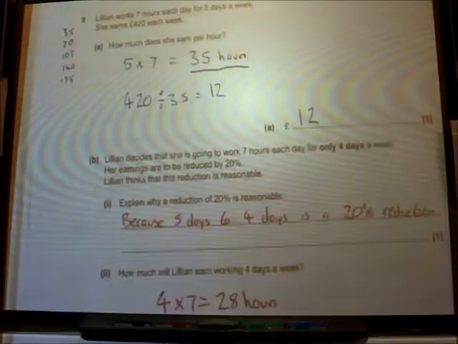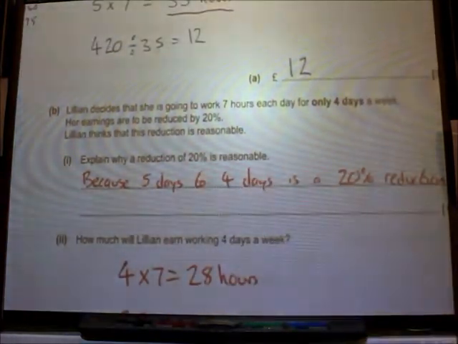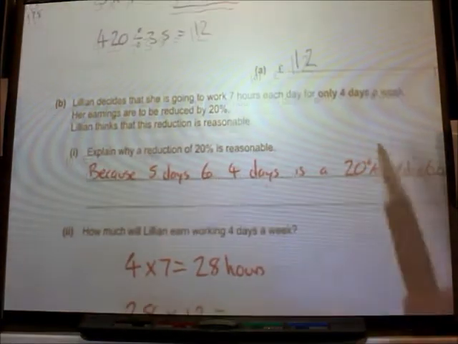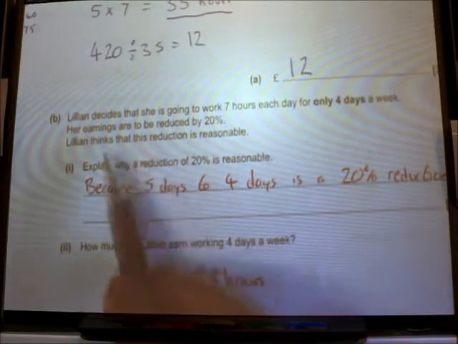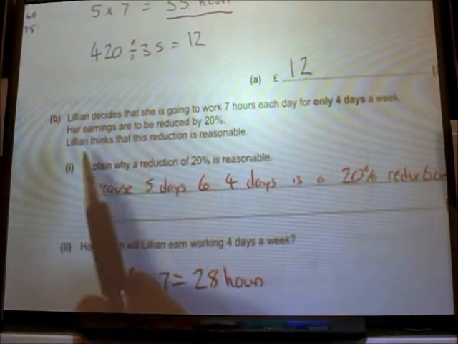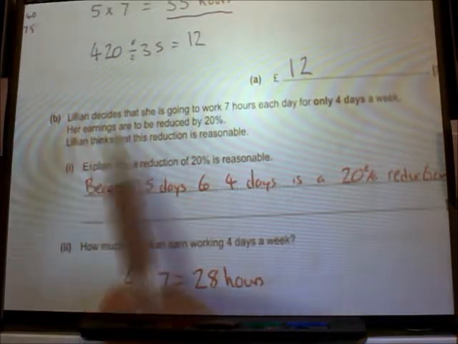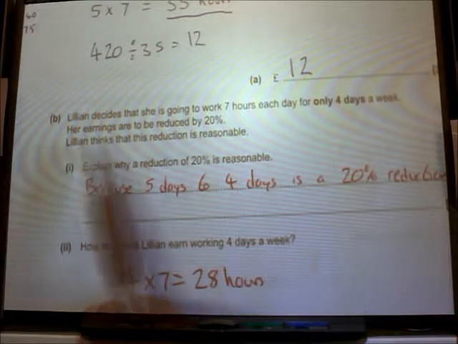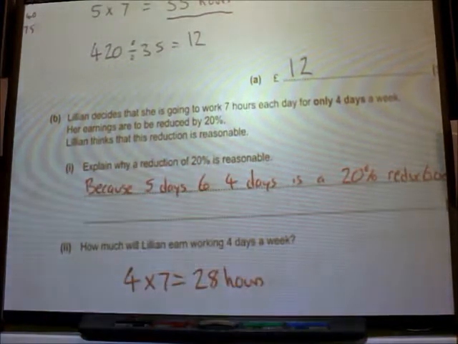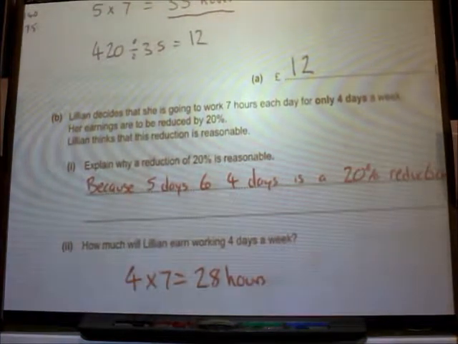The next question says Lillian decides that she's going to work 7 hours each day for only 4 days a week. Lillian's very lucky to have a job where she's got the option to decide that, but well done for her. Her earnings must have very, very kind employers. Her earnings are to be reduced by 20%, and she thinks that this reduction is reasonable. Well, it is reasonable, and explain why.